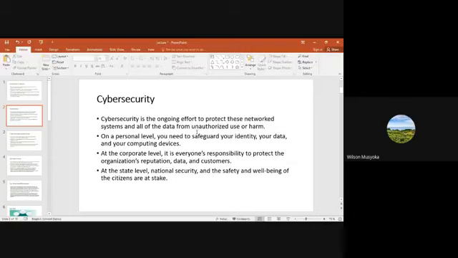Nowadays, all these computing devices we are using, they are connected. You are able to access the same content with your mobile phone as you could do with your laptop and so many other gadgets. So they need to be protected.